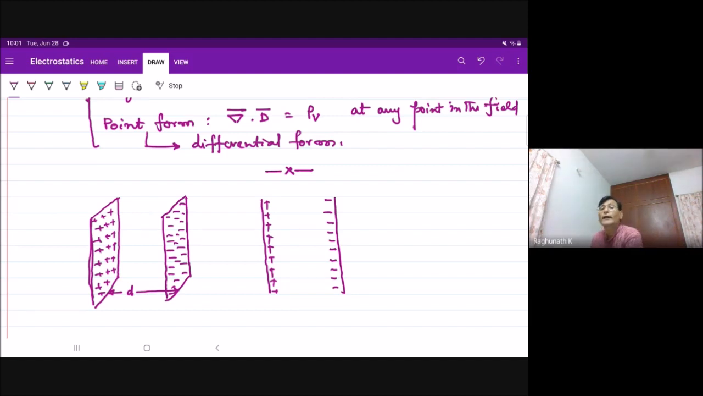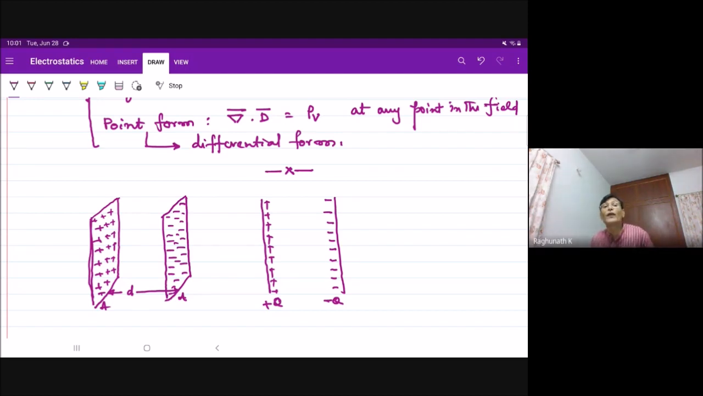Those electrons will go onto the other plate because they are oppositely charged. They polarize onto the inner surface. Suppose A is the area of the plates. Plus Q and minus Q are the charges on the plates. Immediately I will know there will be an electric field in between the plates.